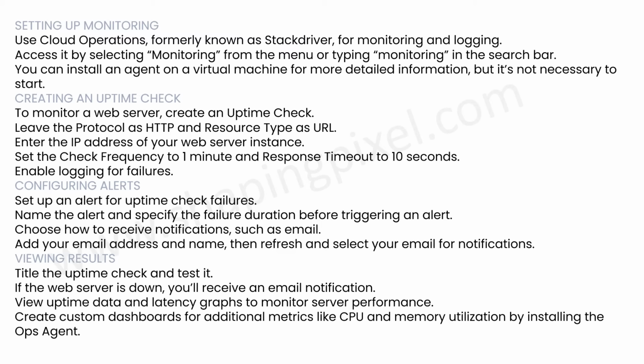Name the alert and specify the failure duration before triggering an alert. Choose how to receive notifications such as email. Add your email address and name, then refresh and select your email for notification. Title the uptime check and test it. If the web server is down, you will receive an email notification.